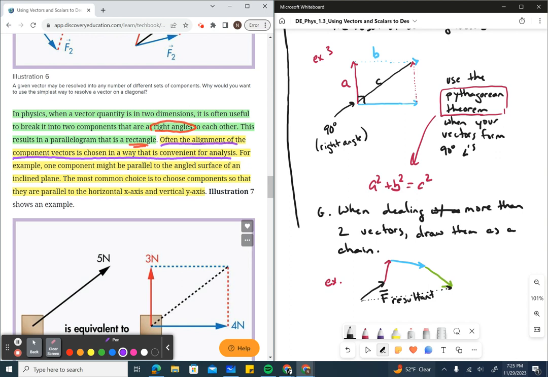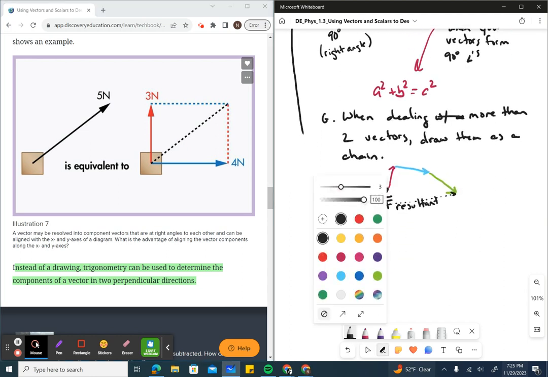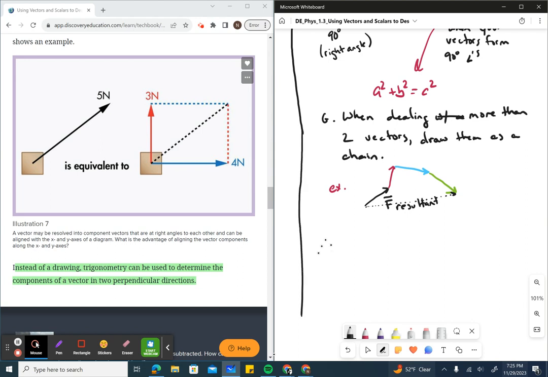For example, one component might be parallel to the angled surface of an inclined plane. The most common choice is to choose components so that they're parallel to the horizontal x and vertical y axis. So as you are trying to make decisions about how to do your free body diagrams, you want to try to make it as easy as possible for your analysis. Maybe that's what we're going to write down here. This will be letter H.